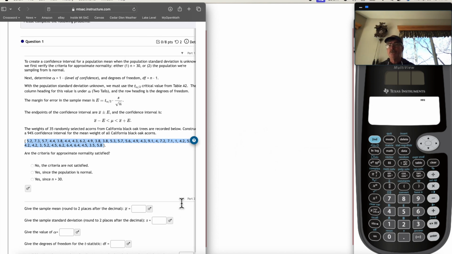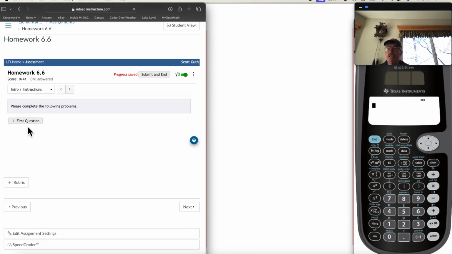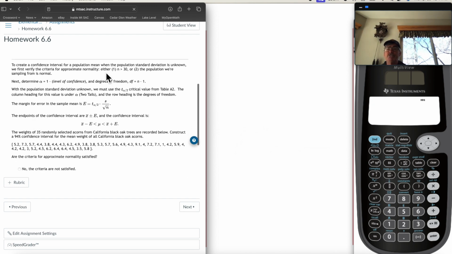So anyway, let me go ahead and leave this preview mode and go in like a student. Okay, and so first question here, again, it gives a quick overview on the confidence interval for a population mean. We first verify the criteria that your sample size is bigger than 30 or we're sampling from a normal population. You get your level of confidence and the degrees of freedom, and population standard deviation's unknown, so you have to use t alpha over 2 for the critical value.